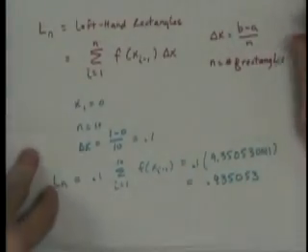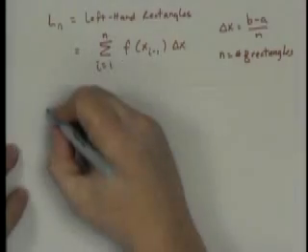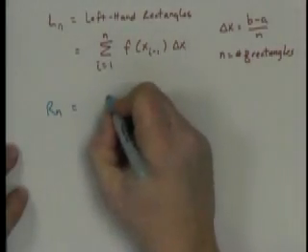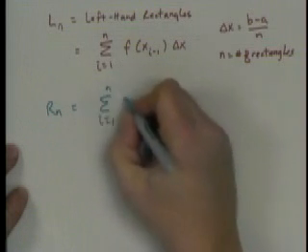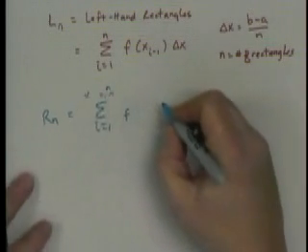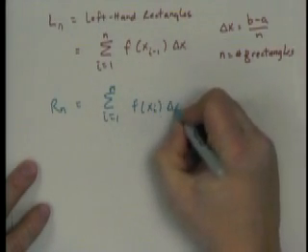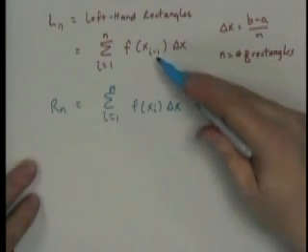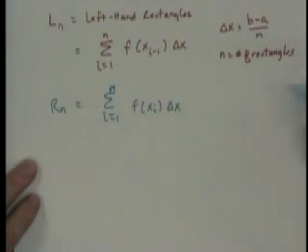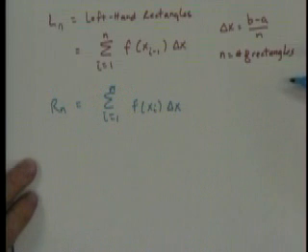So right-hand rectangles look like left-hand rectangles. The only difference is going to be the subscript. So instead of x sub i minus 1, it's going to be x sub i. Delta x is the same, the number of rectangles will be the same, everything's going to be the same.